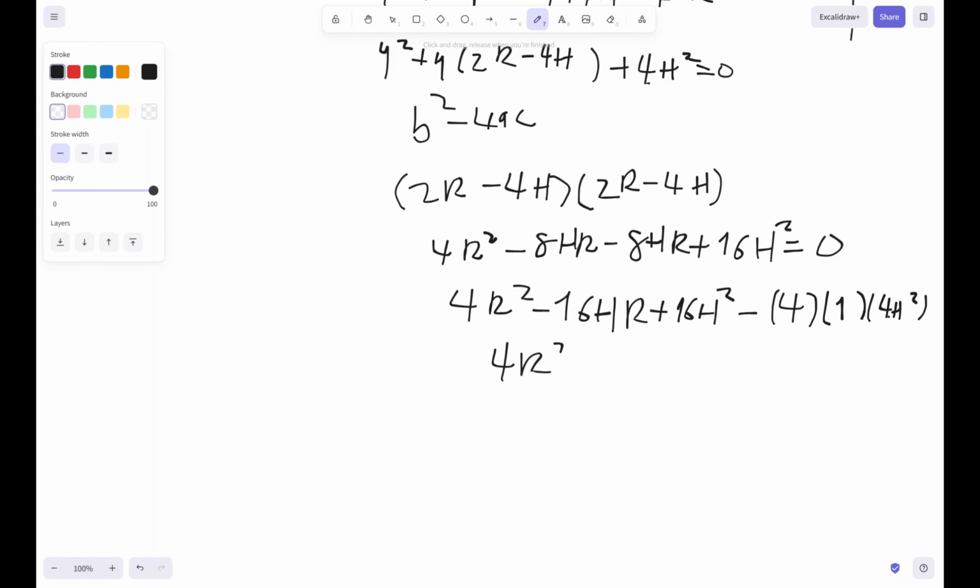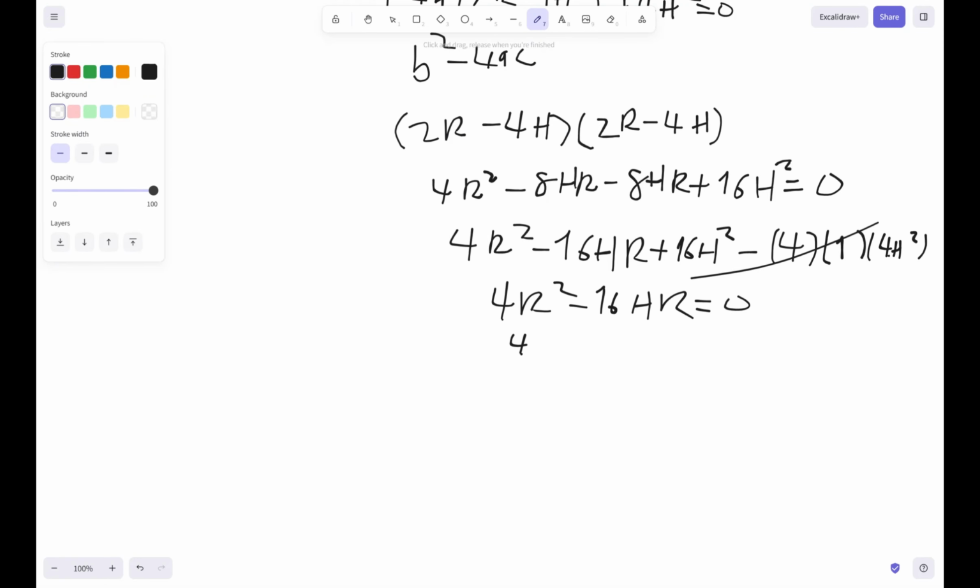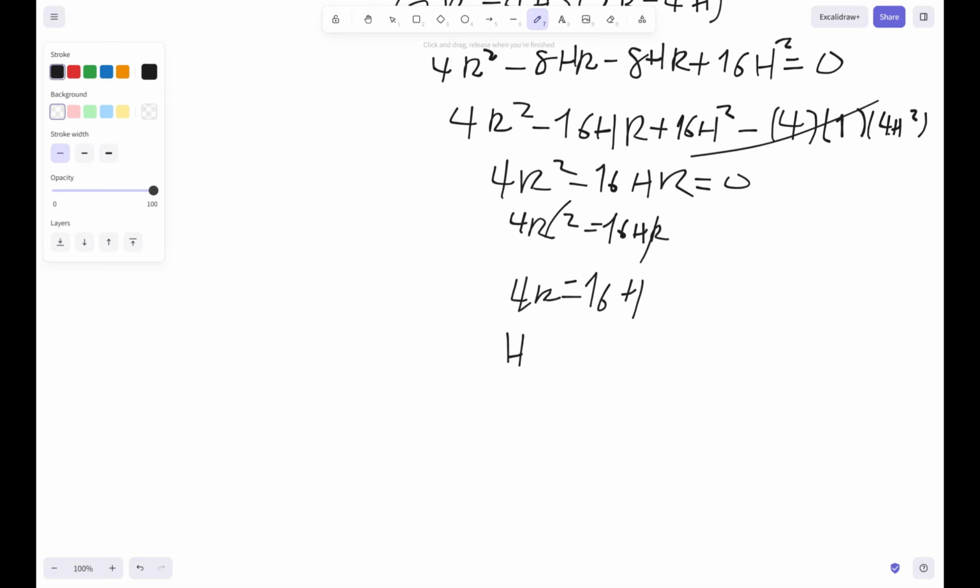Minus 16h r equals to 0. And these cancel. Notice that. Okay, 16h r cancel. Cancel for r equals 16h. And now we have a definition for h. What is h? It is going to be 1/4 of r.